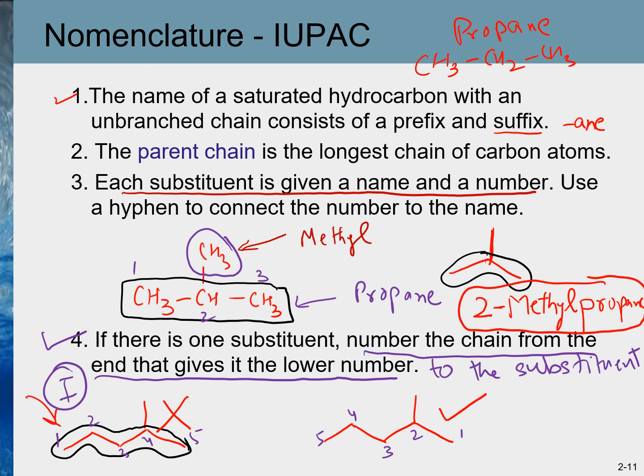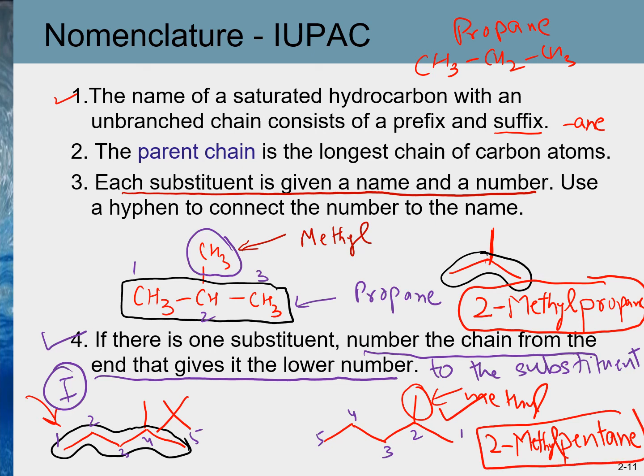So this is correct. So the name of this compound will be, again the substituent is methyl. The parent chain is 5, so 5 is pent, and its alkane is pentane, and the methyl group is at number 2 position, so it's 2-methylpentane. Remember the hyphen. Hyphen is extremely important.